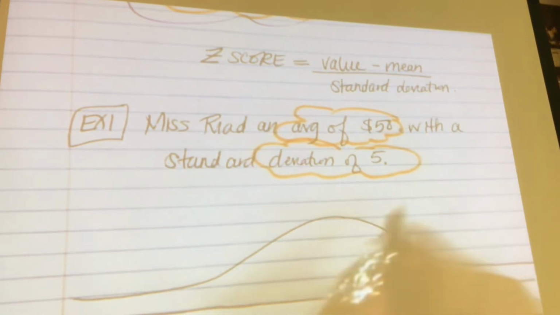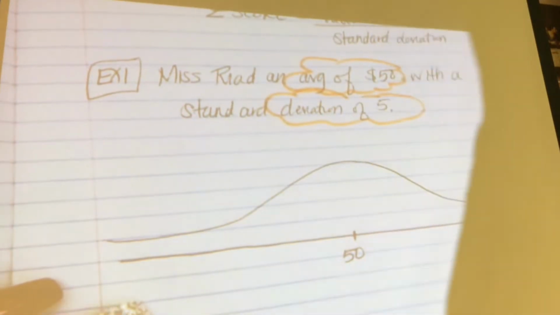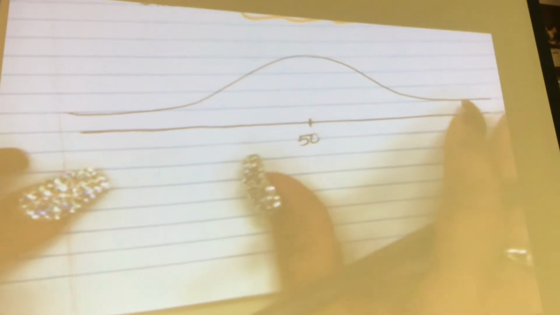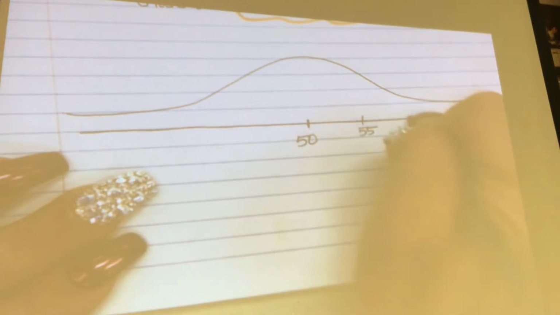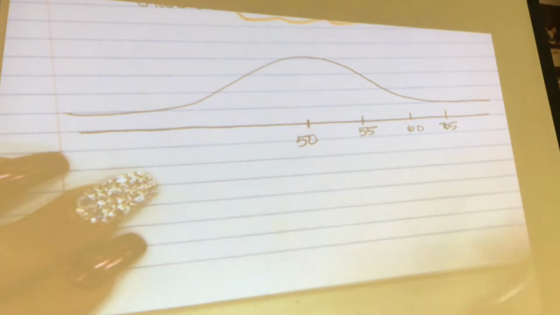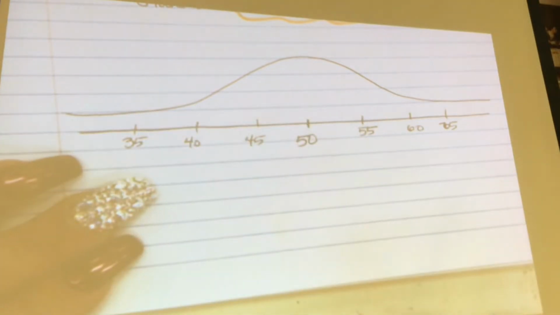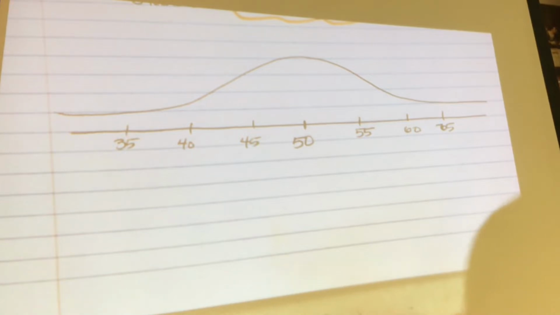I'm averaging giving you $50 per person. Plus or minus 5, that means the first standard deviation is 55, 60, and 65. Downwards would be 45, 40, and 35. 50, sorry, 50.